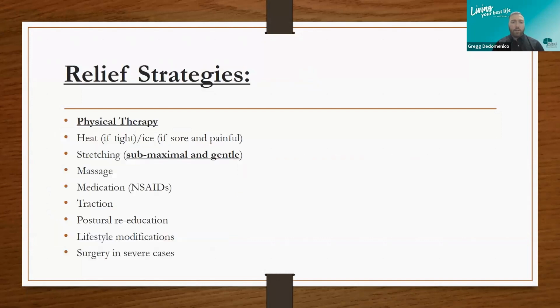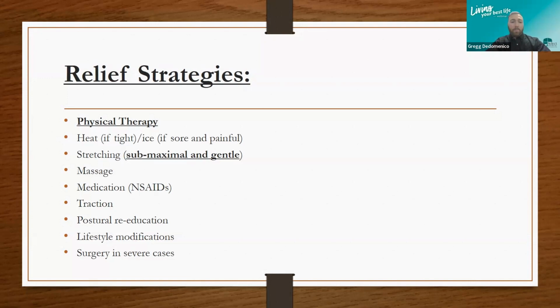Again, some relief strategies include physical therapy, heat, ice, submaximal and gentle stretching. This is because in most cases, the end ranges of motion, where you move further through the range, can become more painful because they're compressing on these areas and pushing the disc further into dysfunction. But it's important to maintain range of motion. So we encourage these submaximal gentle stretches to help keep you comfortable, to help keep you moving.